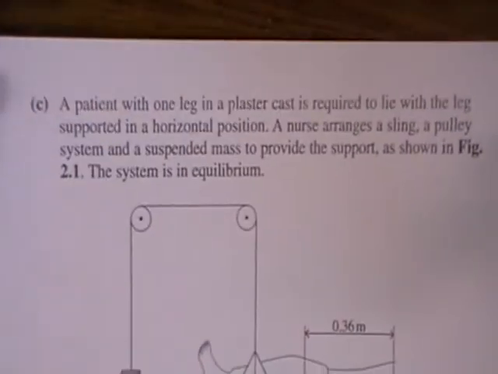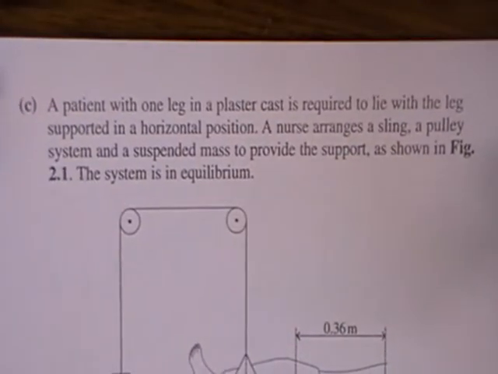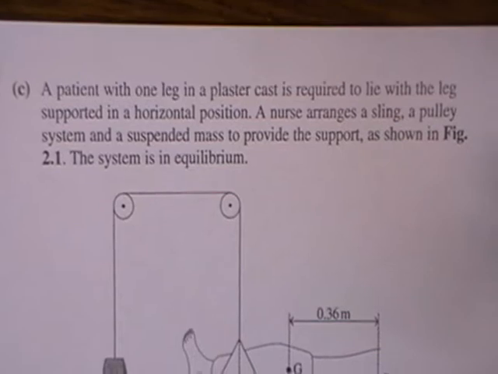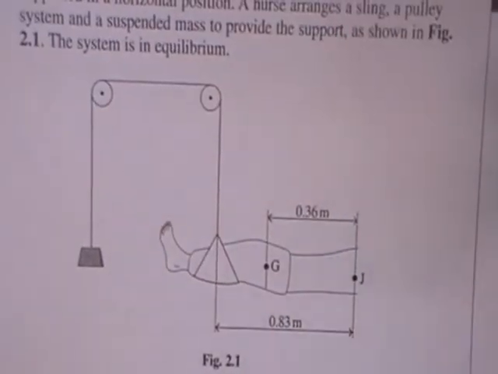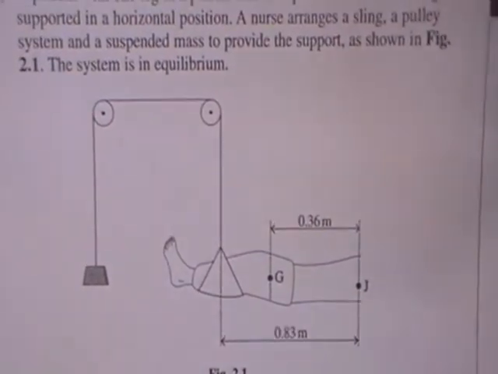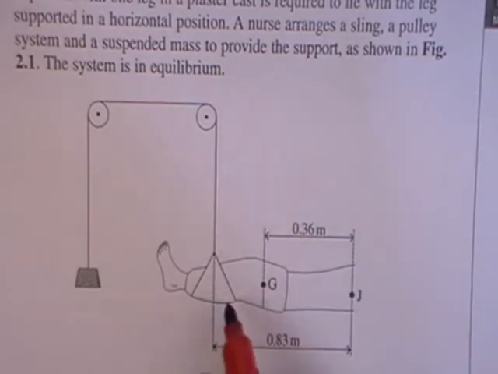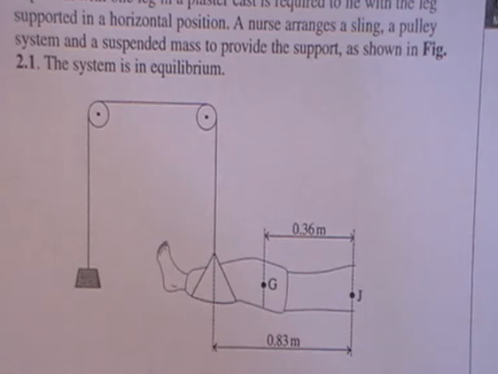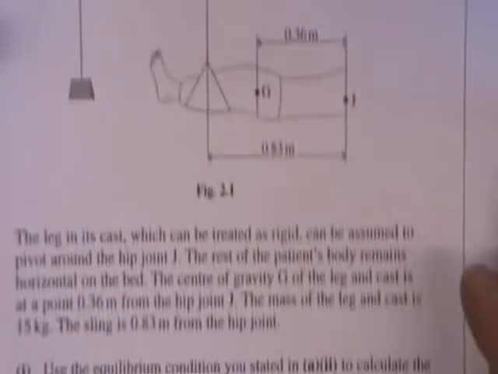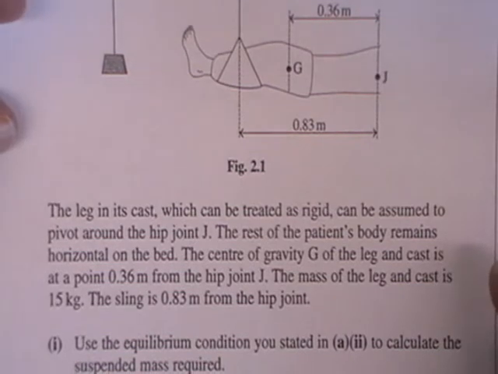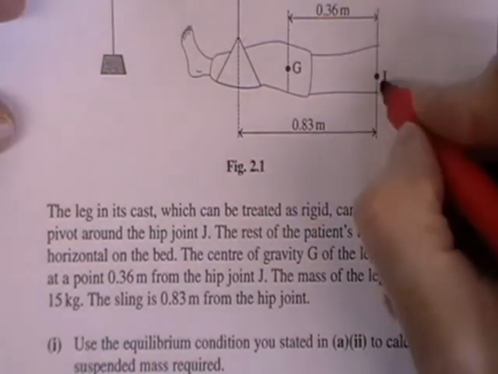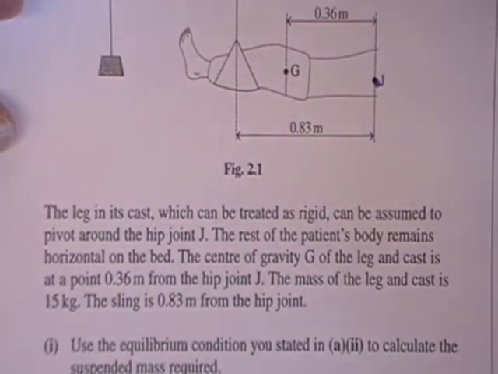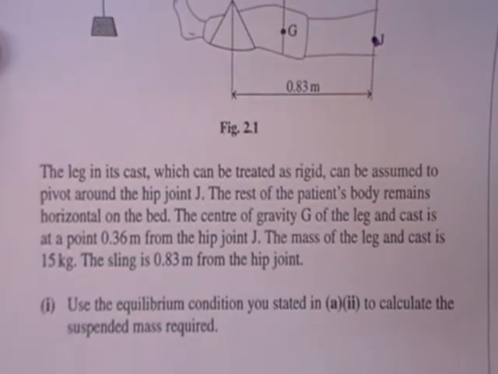In fact, you can actually do the question on the next page, so I'm just going to go through it anyway. A patient with one leg in a plaster cast is required to lie with the leg supported in a horizontal position. A nurse arranges a sling, a pulley system and a suspended mast to provide the support as shown in figure 2.1. The system is in equilibrium. The leg in its cast, which can be treated as rigid, can be assumed to pivot about the hip joint here. The rest of the patient's body lies horizontal on the bed.